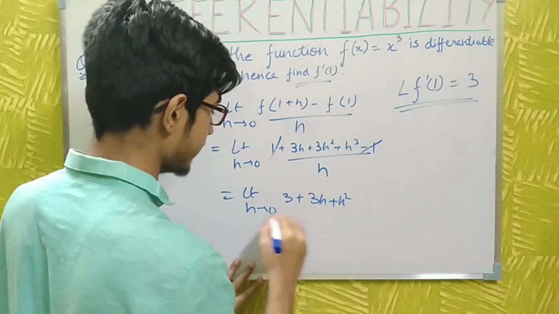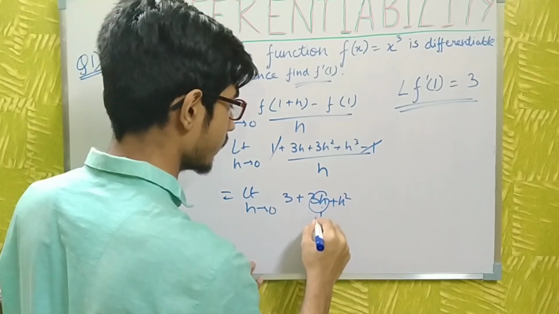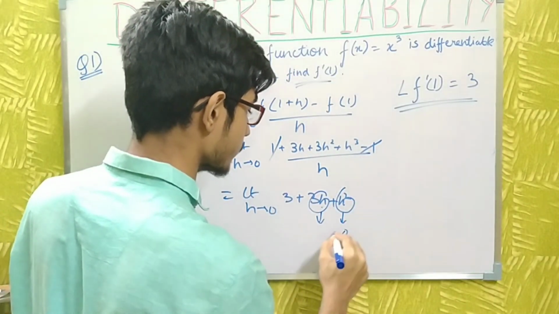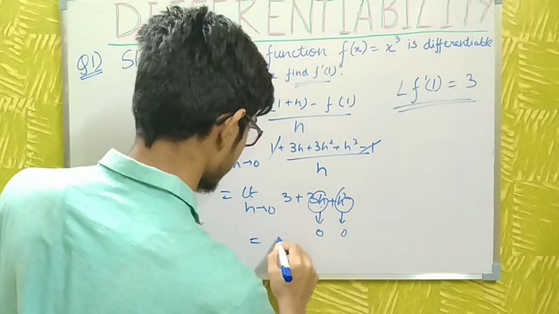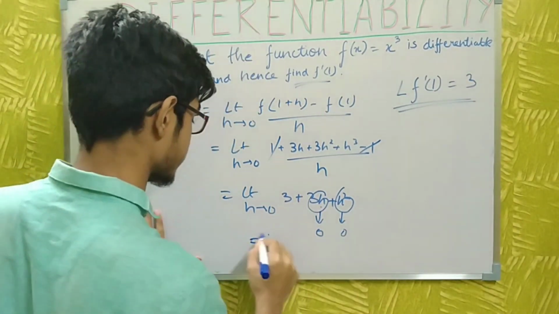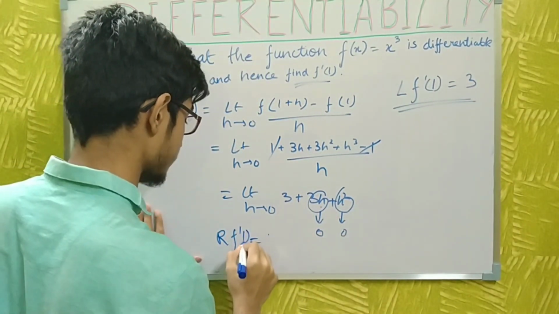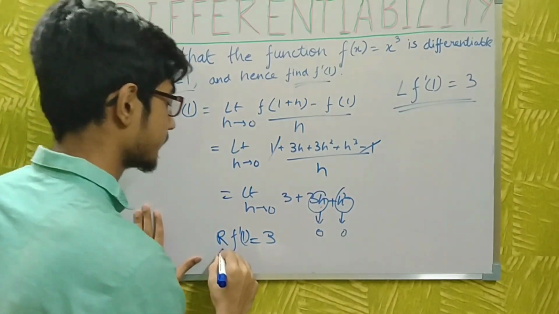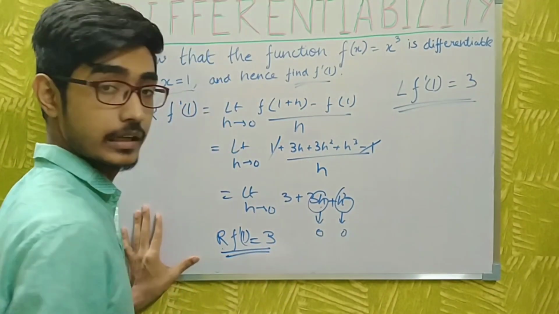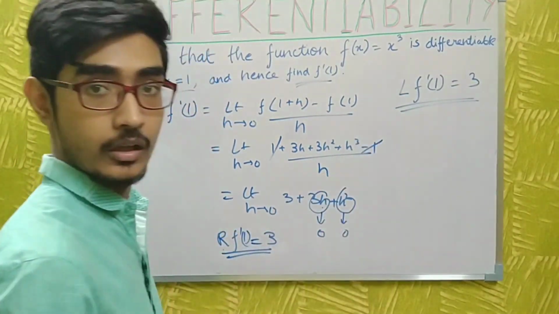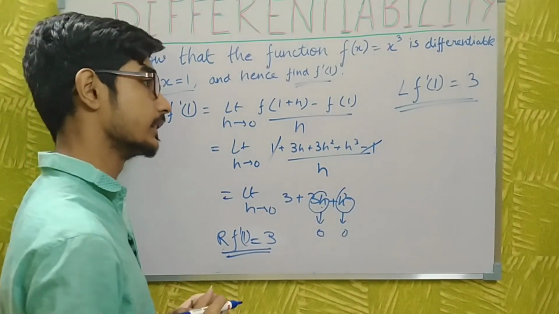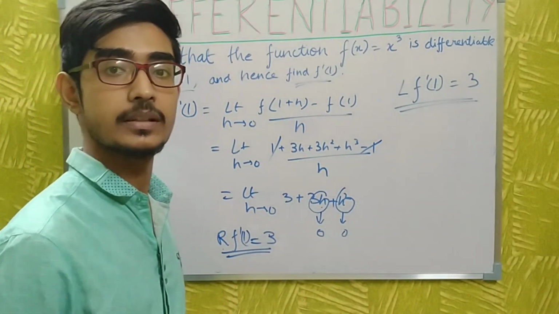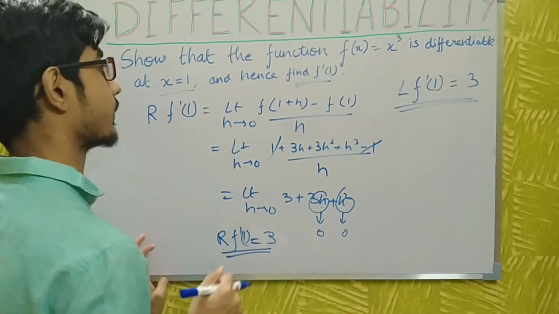So putting the value of h here, it will become 0. So the answer of right hand f dash 1 is 3. I can see from here that the right hand derivative and left hand derivative are equal. I have told you the property that if the right hand derivative and left hand derivative are equal, then the function is differentiable.